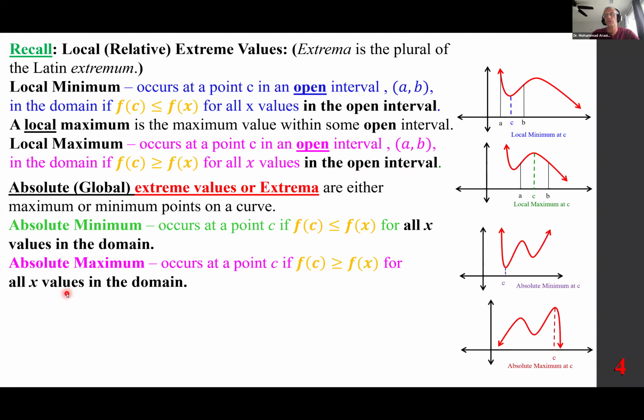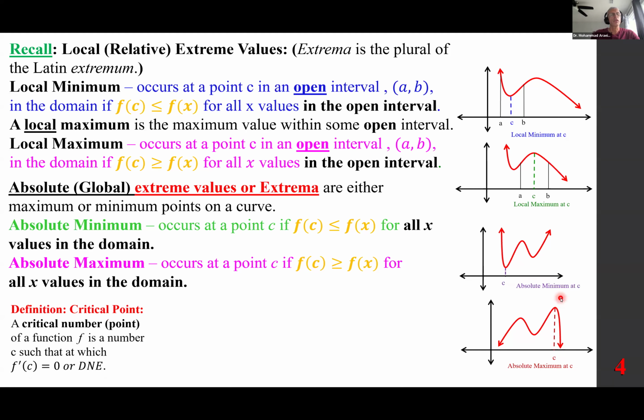So if we look at these two graphs, local min, local max, local min, local max. This local minimum is also absolute minimum, because no other point has a smaller y coordinate. This local max is also absolute max because no other point has a larger y coordinate.